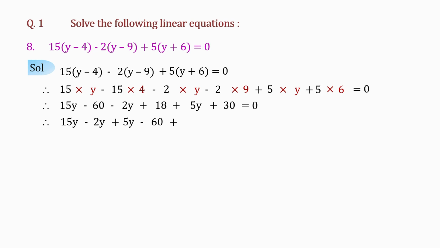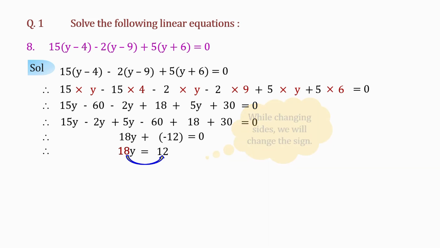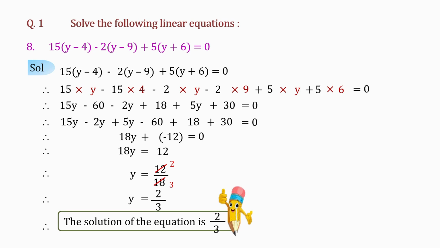Now we'll combine all the variables and then all the numbers together. Now we will shift the variables, and first we are going to shift minus 12 to the other side. And now we are going to shift 18. It will change the sign. Now let's make it simplest form. So we got y = 2/3. So the solution of the equation is 2/3.